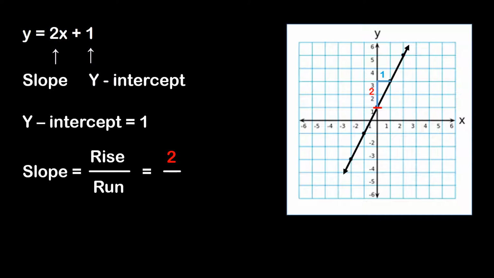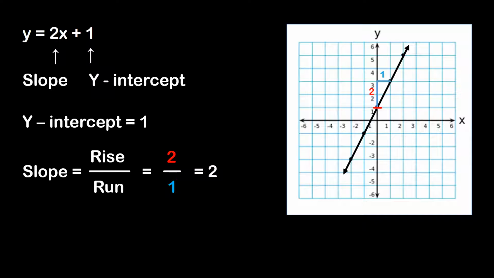Run, so when you run, you're moving to the right or to the left. And same idea with x. X moves to the right or to the left. So run refers to the amount by which x changes. In this case, when you look at our triangle, we notice that x increases by 1. Therefore, the run is 1. And then 2 over 1 is 2. So we've established that the slope is 2.